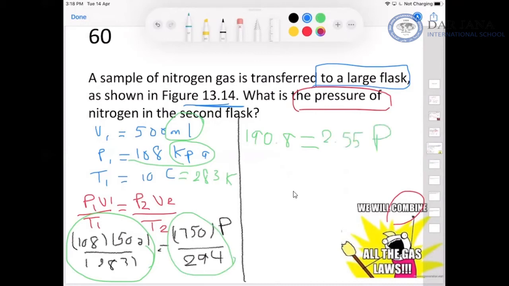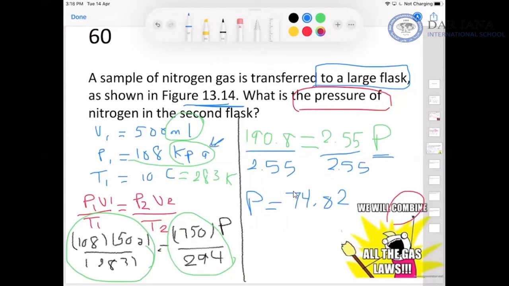Now to find the pressure, I'm solving for the unknown, which is the P. So I'm going to divide both sides by 2.55, right? And then the pressure is going to be 74.82. And of course, it's going to be in kilopascal since the unit of pressure given in the question was in kilopascal.